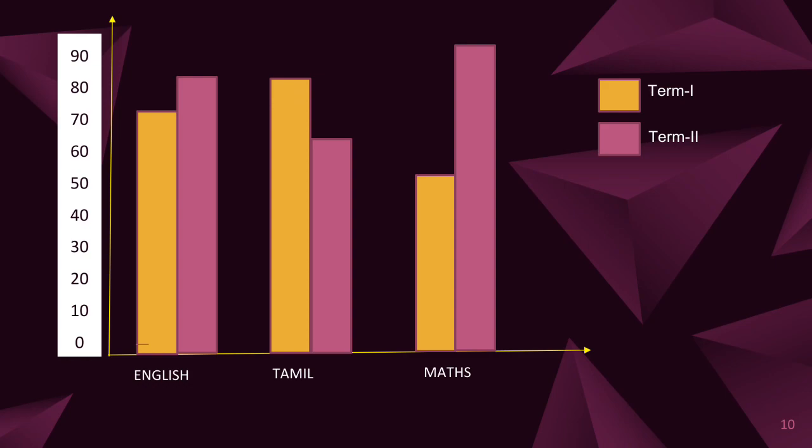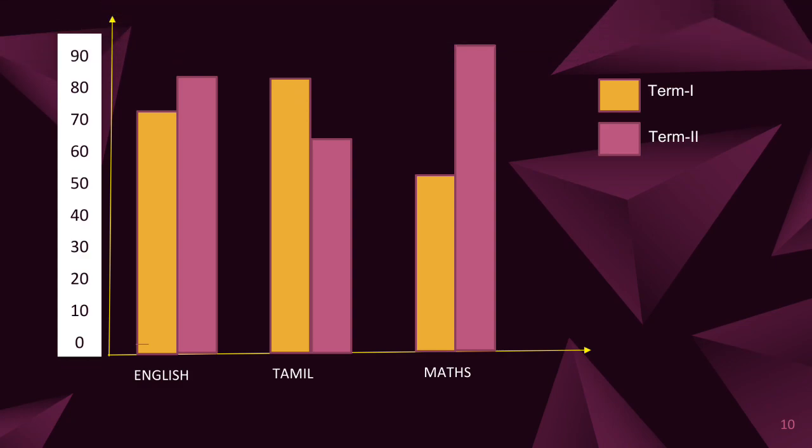Once again I repeat. First you have to choose any one subject. I am choosing here English and drawing 2 bars which represent 2 term marks of English. Next, 2 term marks for Tamil and 2 term marks for Maths. And here I am differentiating term 1 mark in yellow color and term 2 mark in violet color. With this, bar graph concept is getting over.